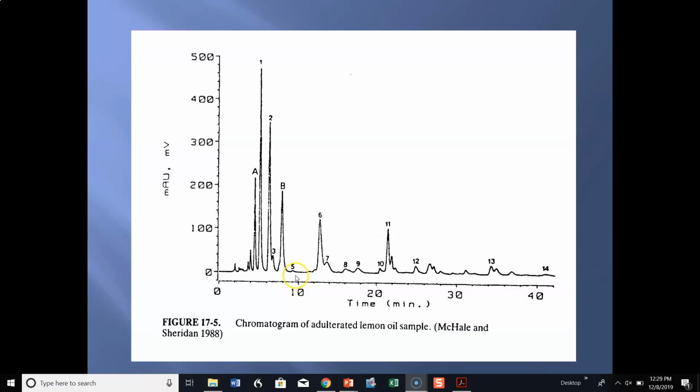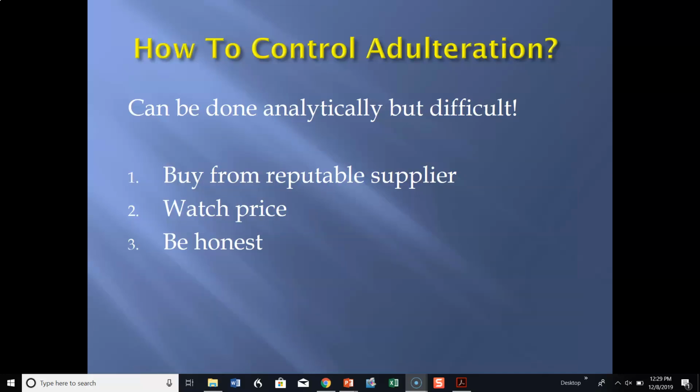Here's some examples. But interesting, in 1988, someone started looking at the oils in lemon oil in the UK and found out every sample of lemon oil was adulterated. And this is just an example of the chromatogram. So they got basically things in there as UV absorbers to fool us that are detectable by HPLC. So again, it's always a game. Someone adulterating and someone trying to catch them.